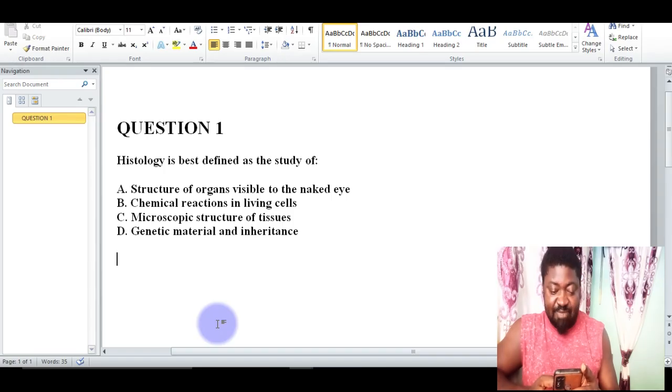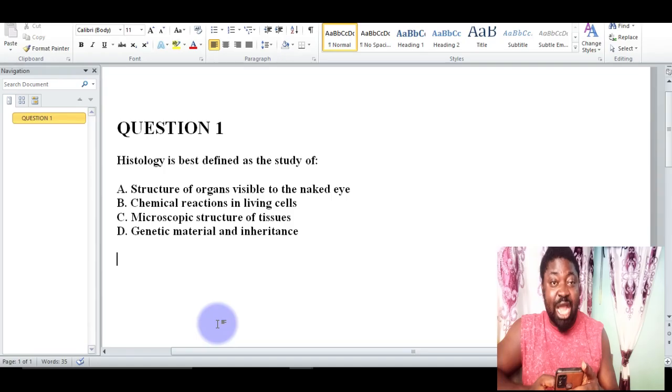So without wasting time, let's look at the first possible question here. Since we are dealing with histology, let's first of all begin with its definition. Histology is basically defined as the study of, we have four different options. A, structure of organs visible to the naked eye. B, chemical reaction in living cells. C, microscopic structure of tissues. And D, genetic material and inheritance. Which of these options is correct?